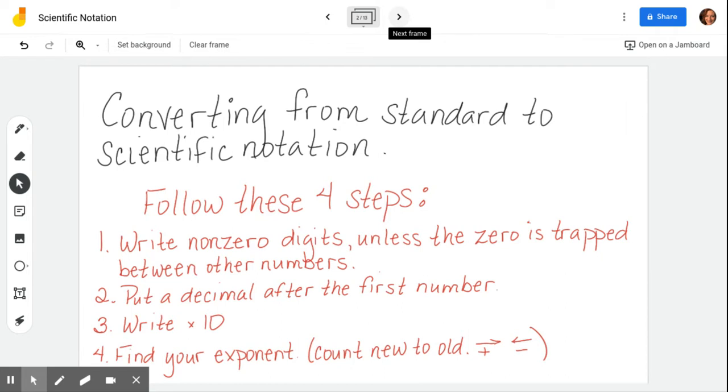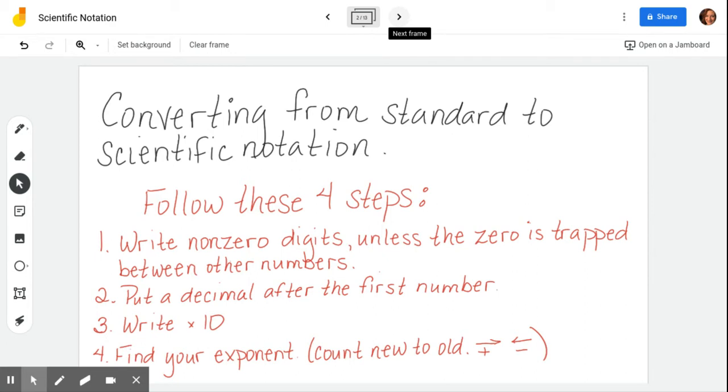When you're starting with a normal number in standard form and you want to write it in scientific notation, the easiest thing to do is to follow these 4 steps. Step number 1, we're going to write all the non-zero digits. Non-zero, if you've never heard that before, is exactly what it sounds like. It's the numbers that are not zero. The only time you're actually going to write a 0 is if he's trapped in between other numbers. And if he's trapped in between, he just travels right along with them.